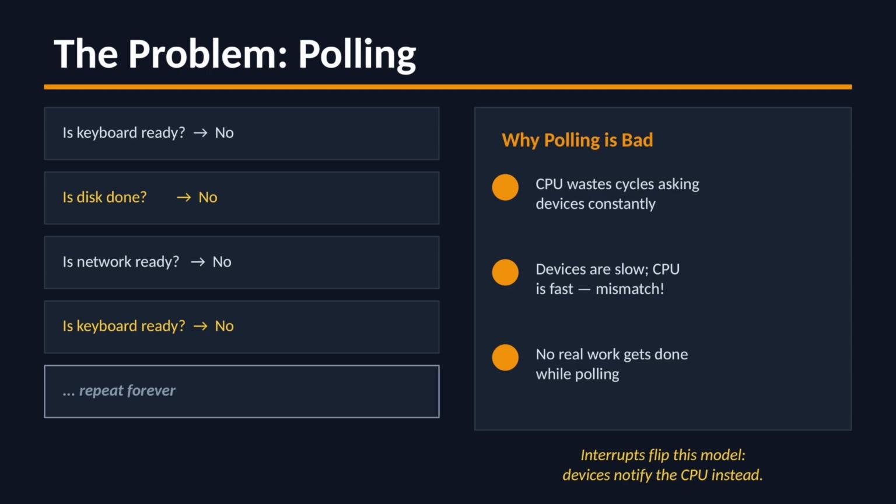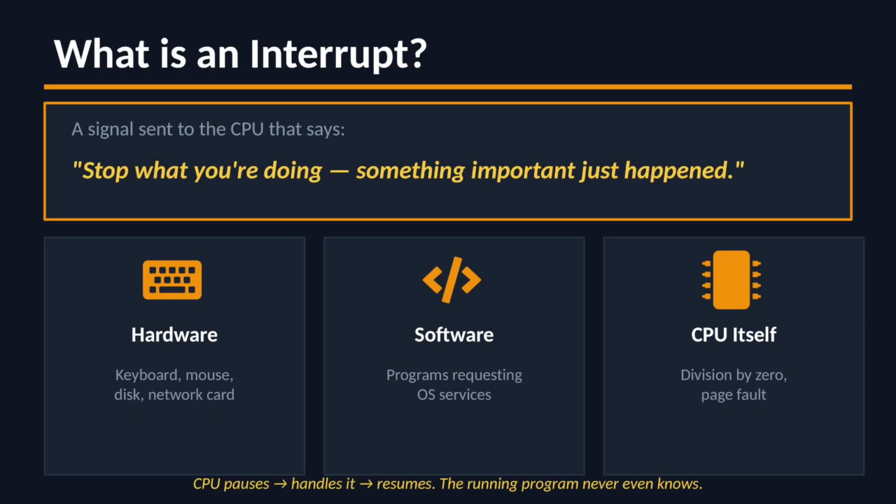Interrupts flip this model completely. Instead of the CPU asking devices, devices notify the CPU when something happens. So, what exactly is an interrupt? It's a signal sent to the CPU that says, stop whatever you're doing, something important just happened and it needs your attention. You need to handle it now without any delay.